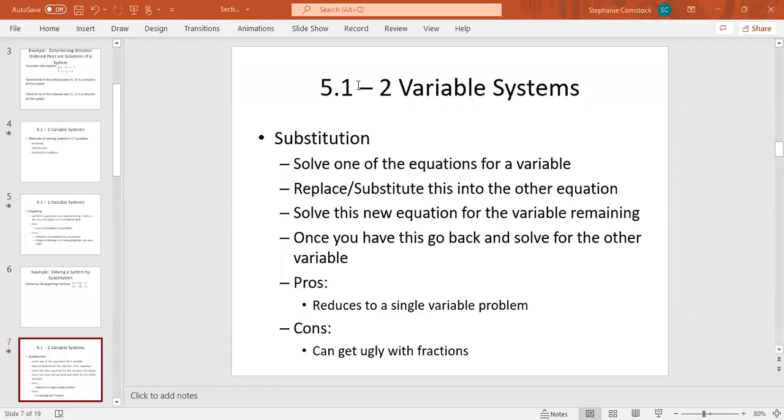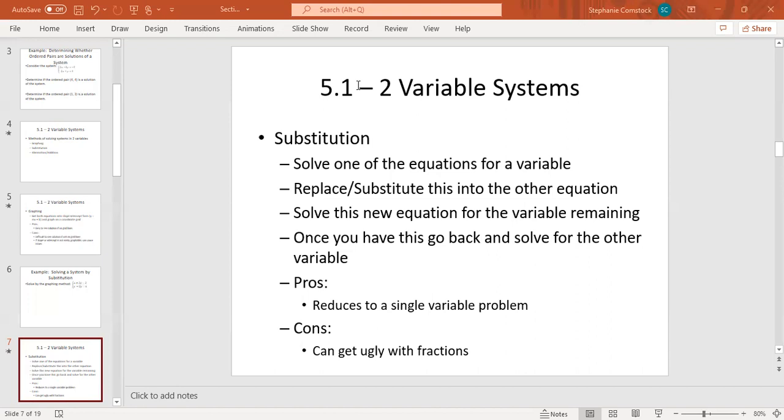Okay, so the second method that we're going to talk about is substitution. For this one, the way that we're going to do this is we're going to solve one of the equations for a variable. Typically what we look for is either variables that already have a coefficient of 1, or equations that overall have coefficients that work well together. Things like they're all even, or they're all multiples of 3, something like that. Now, once we have that done, we are going to replace or substitute that equation into the other equation.